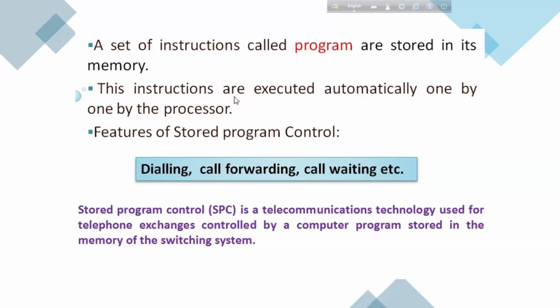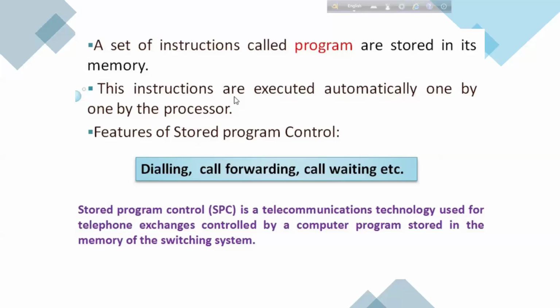You have saved a program that if this caller is calling this number, this is how you have to select the route. This is how you have to connect them. Then you have to start the counter for bill generation. So the whole process is saved by a program, by a program or coding.